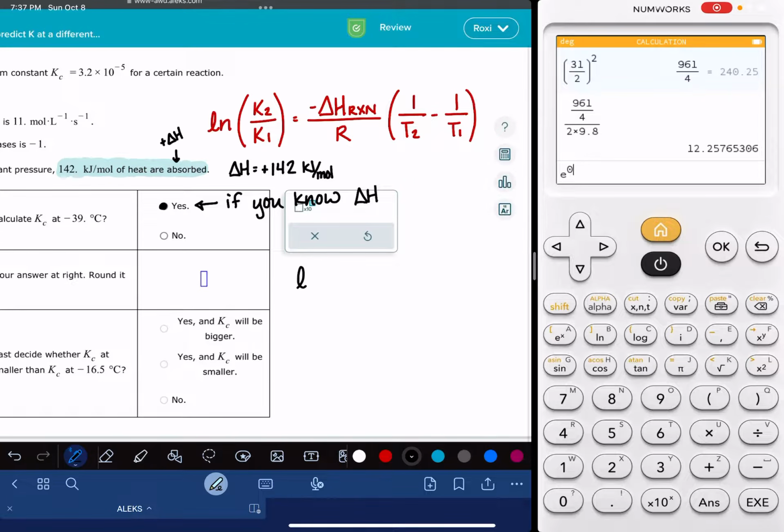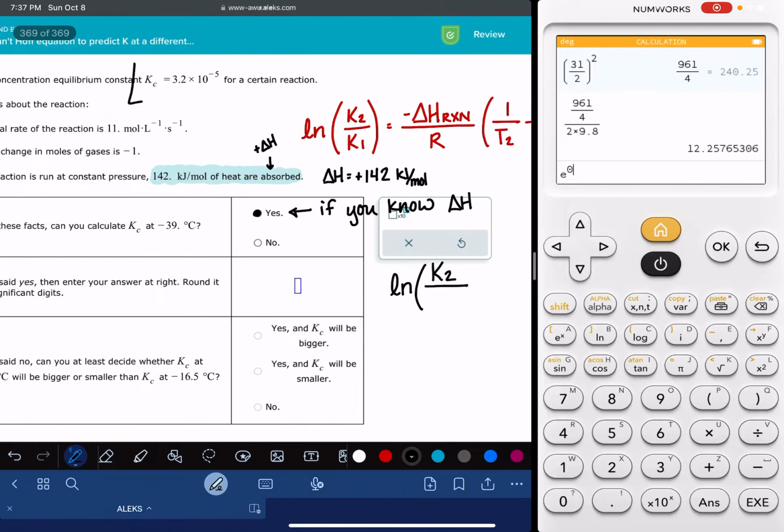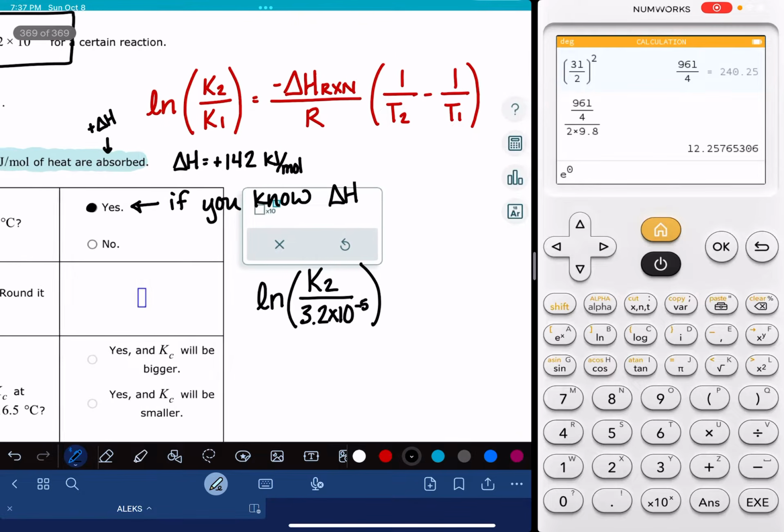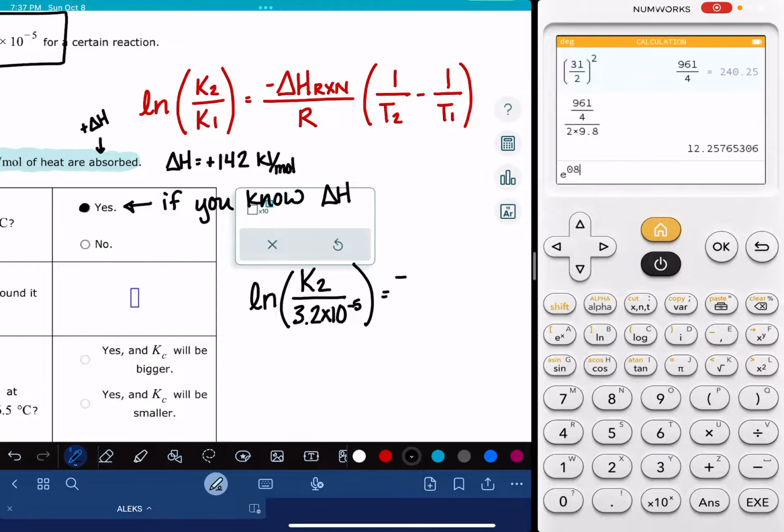So I am just going to rewrite it down here. My natural log of K2 over the initial value, the K1 value, which for me is 3.2 times 10 to the minus 5, is equal to my negative delta H of reaction. For me, the delta H of reaction is positive 142. So be careful with the signs here. This wants me to put in a negative of my delta H. If my delta H had been negative 142, then down here this would be positive 142. This delta H value needs to be in units of joules per mole, not kilojoules per mole. So hopefully you're comfortable with that conversion.